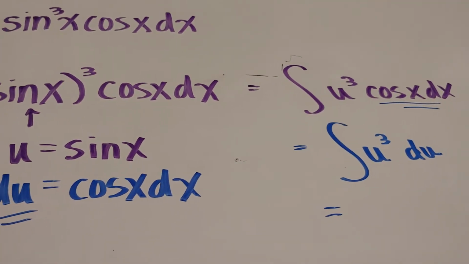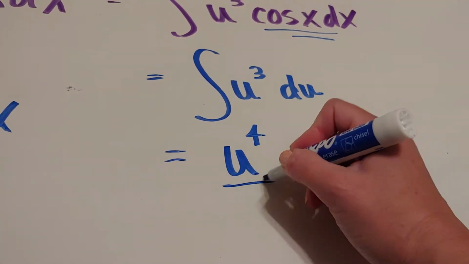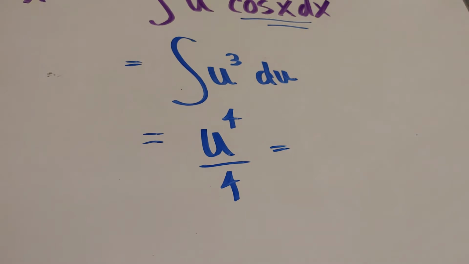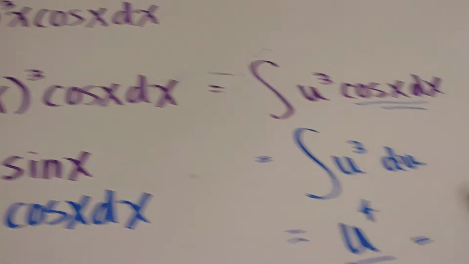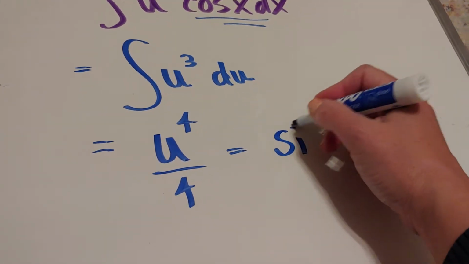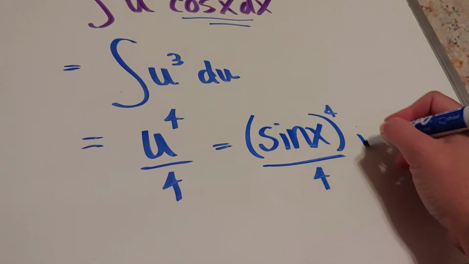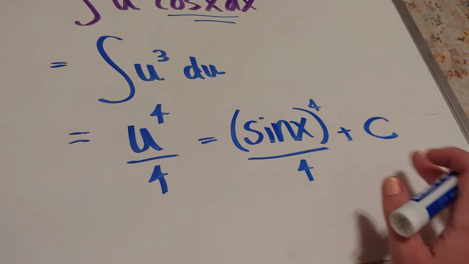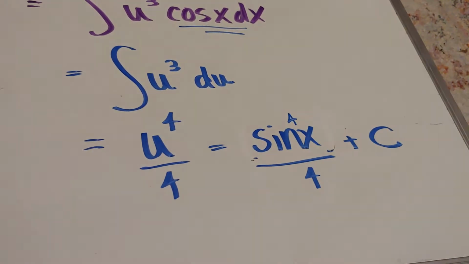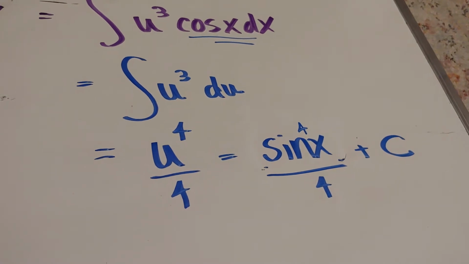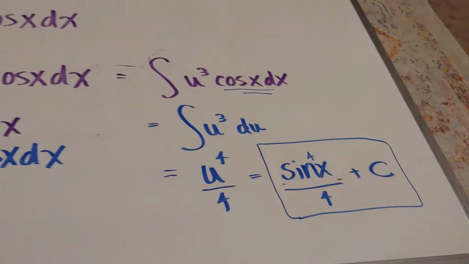Now it's just power rule to finish it off. So I add a 1, then divide. And now I need to replace u by what it originally was. Back over here, u equaled sine x. So this is sine x to the 4th over 4, or you can use trig notation and call it sine to the 4th x over 4 plus c. So there's our first example using u-sub with trig functions.